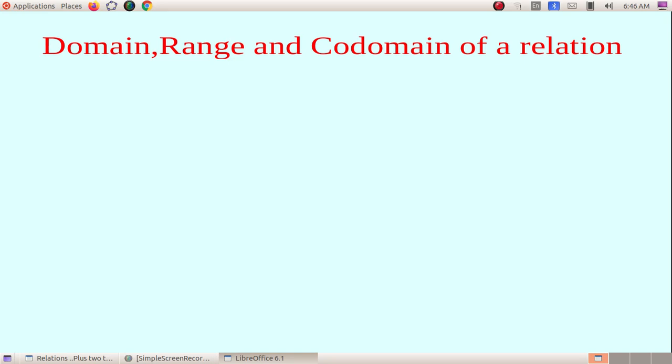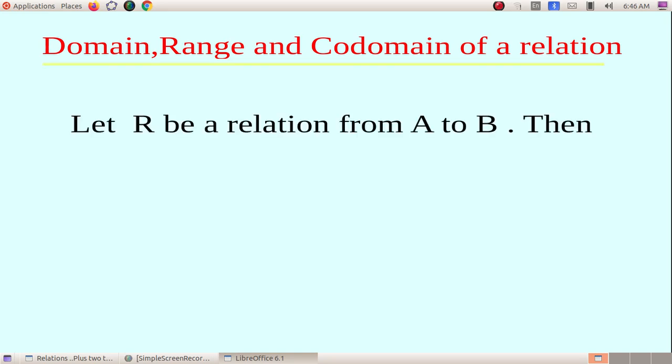Okay, listen. Let R be a relation from A to B. Then what is the domain of this relation? What is a relation? A relation is a subset of A cross B, and A cross B contains ordered pairs. Ordered pairs have 2 components, first component and second component. Then what is the domain? Domain is the set of all first components in a relation. What is range? Set of all second components in a relation.